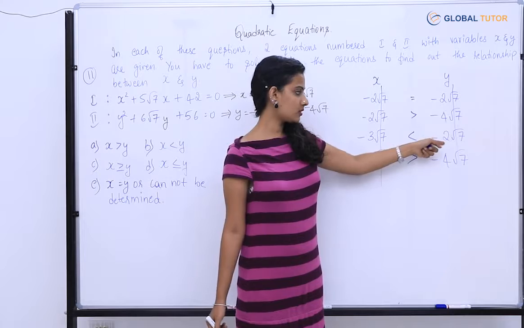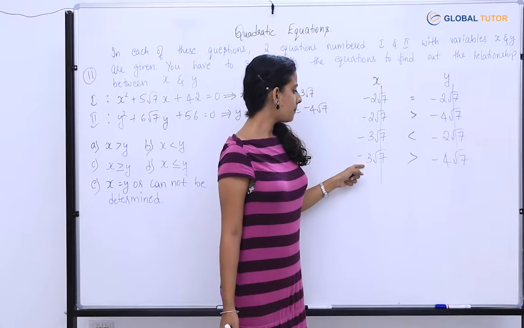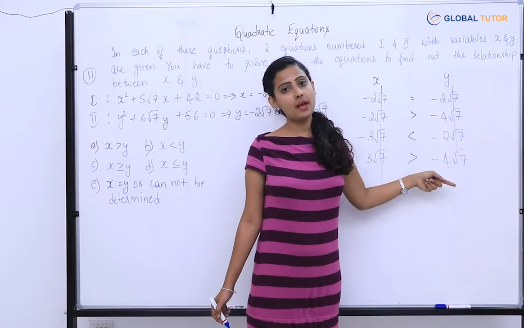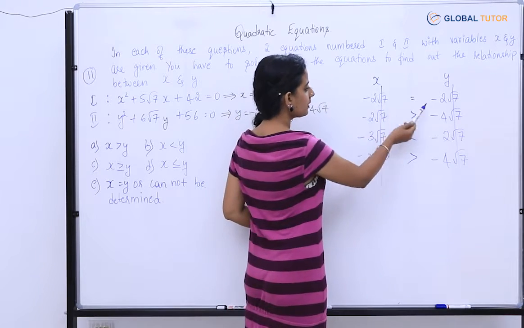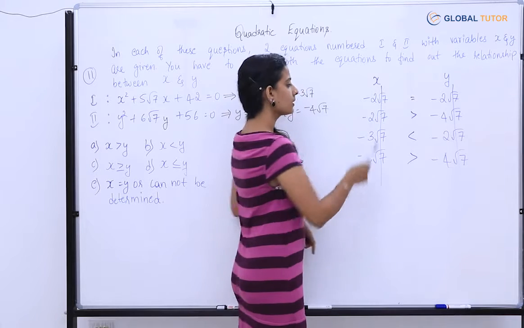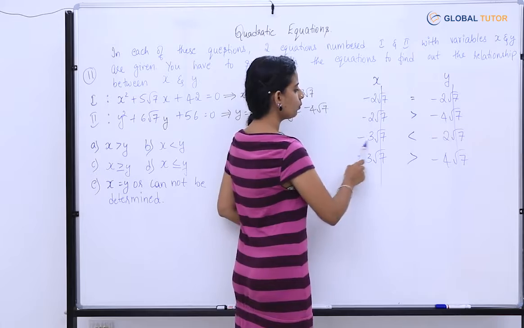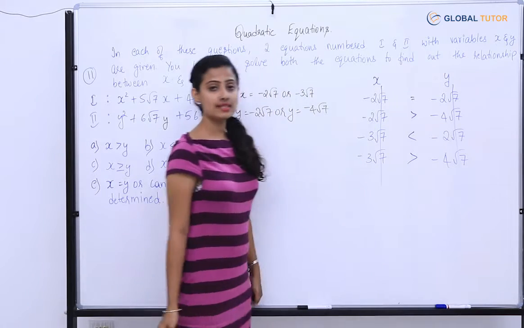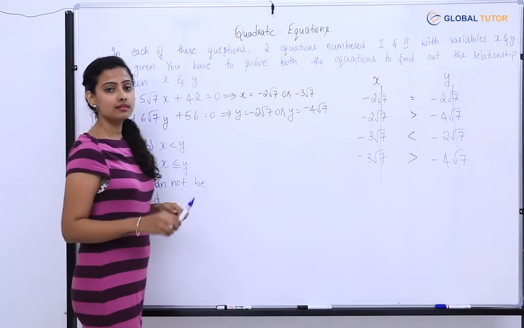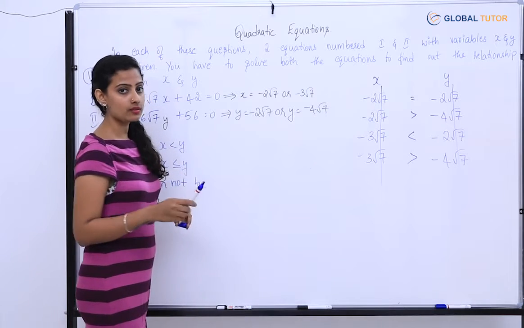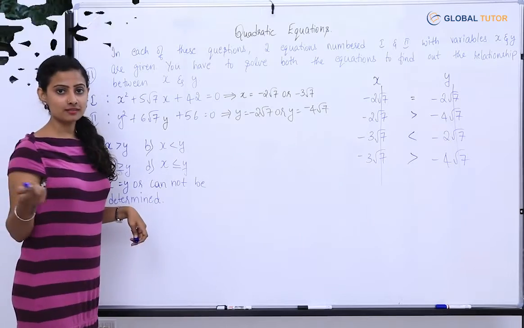Minus 3 and minus 2, so minus 2 is greater than minus 3. We have last minus 3, which is greater than minus 4. So if you observe, in some places x and y are equal, in some places x is greater than y, and in one place x is less than y. Which means in the given two equations, the relationship between x and y cannot be determined. So option E is the right answer.